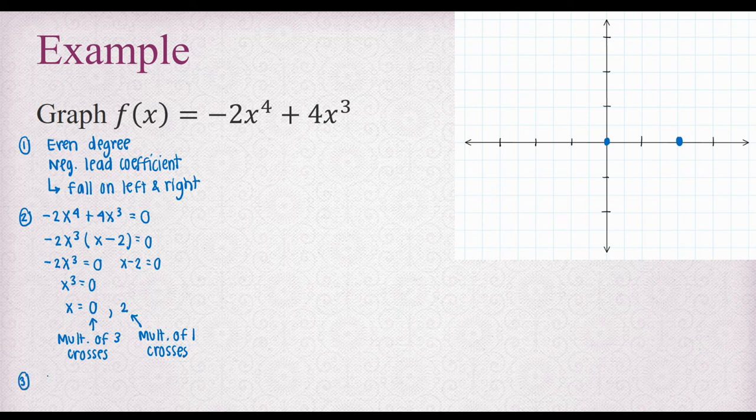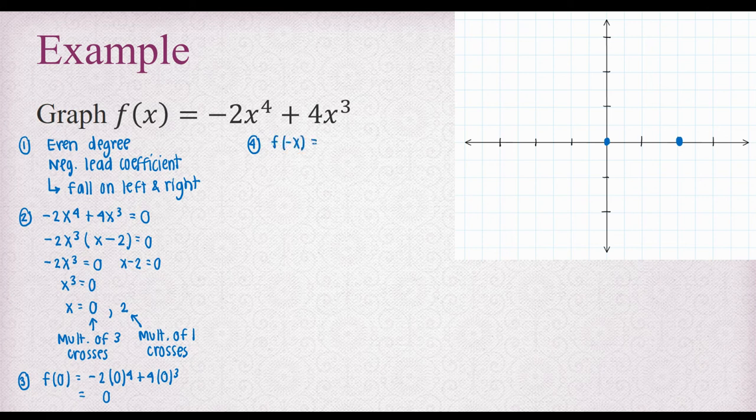We also need to figure out the y-intercept, so I'm going to substitute in 0. When I substitute in 0, we'll have negative 2 times 0 to the fourth plus 4 times 0 cubed. Everything's going to turn to 0. Makes sense. 0, 0 is an x-intercept. It's also a y-intercept.